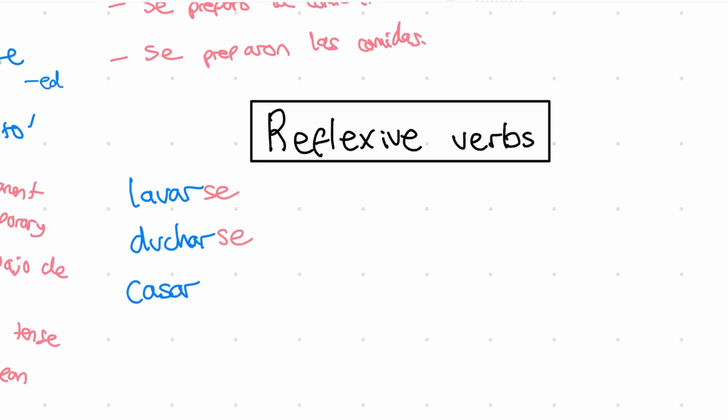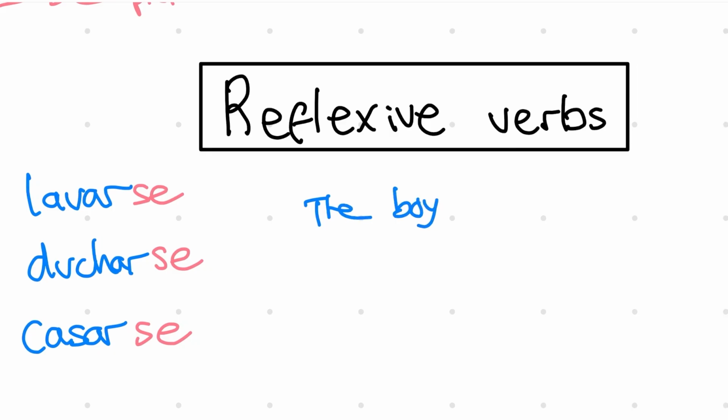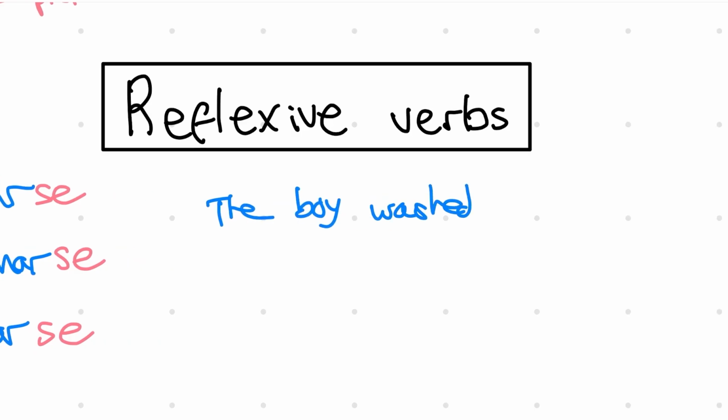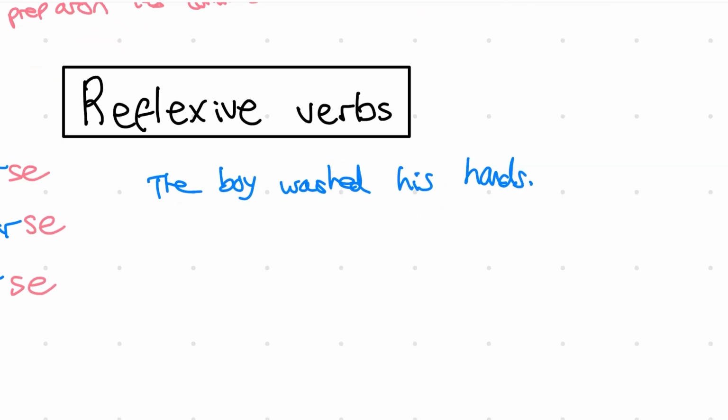But to say to get married, for like yourself to get married, we'd say casarse. So this se ending in these reflexive verbs just makes the subject and the object the same. So for example, if I had the sentence, the boy washed his hands. The reason we have to use lavarse as that reflexive verb is because the boy and hands are the same thing. It's like the boy is washing himself. The object is the same as the subject.